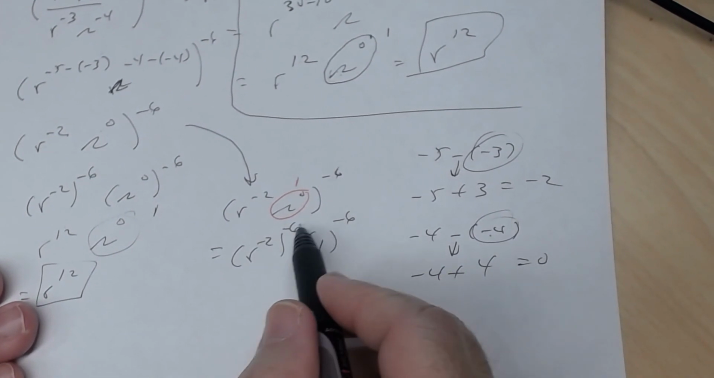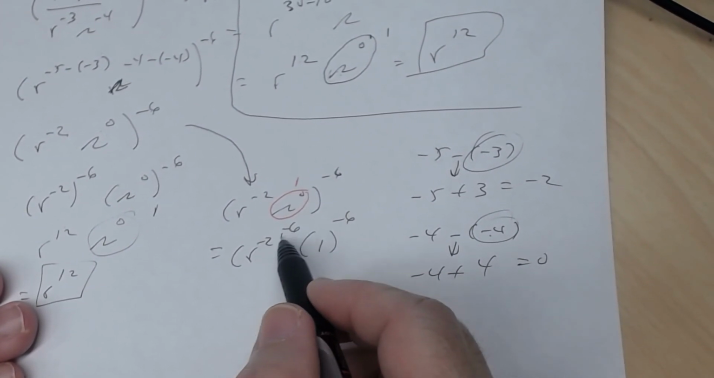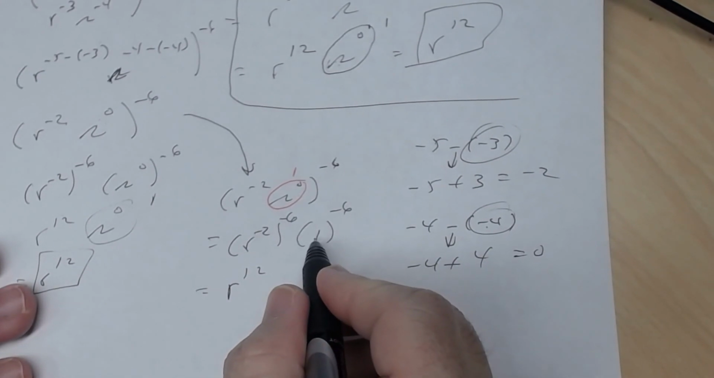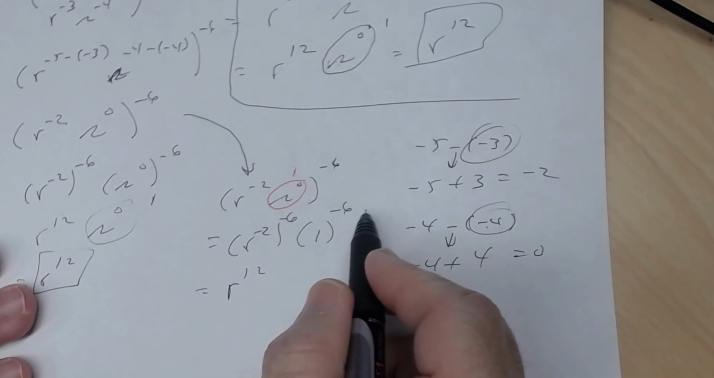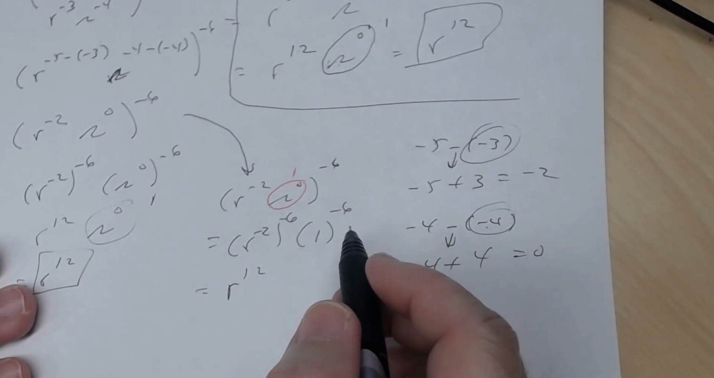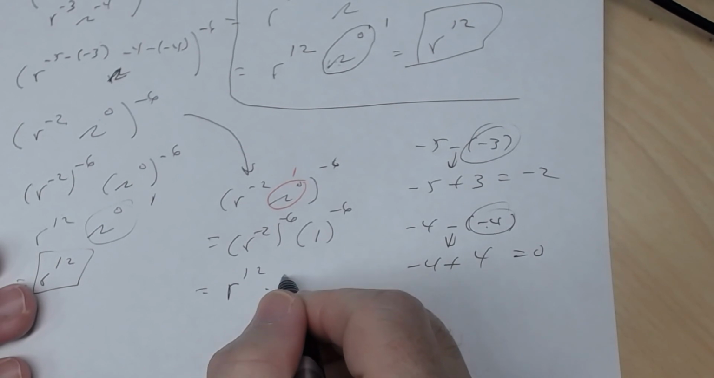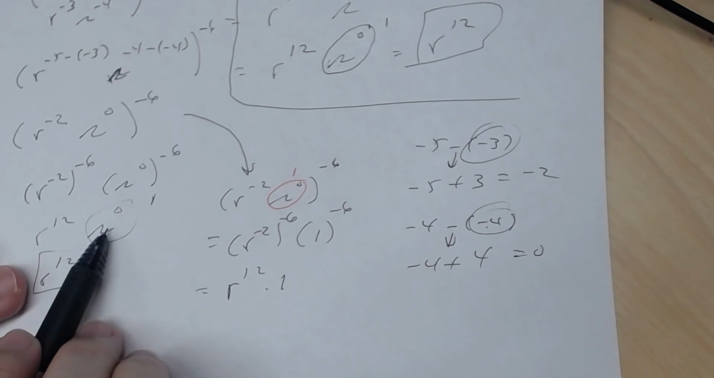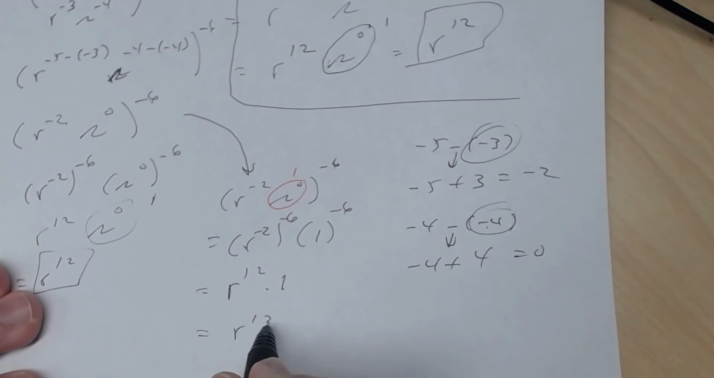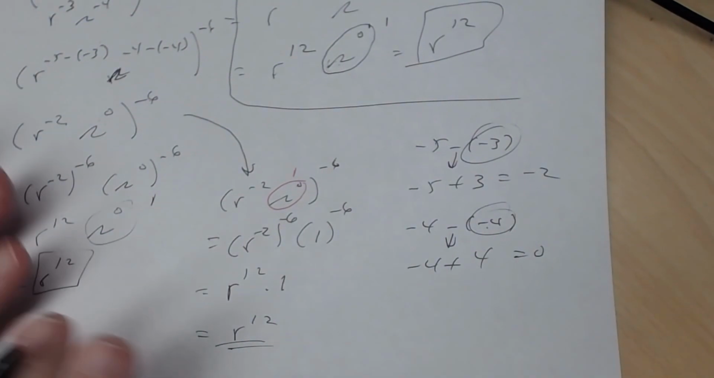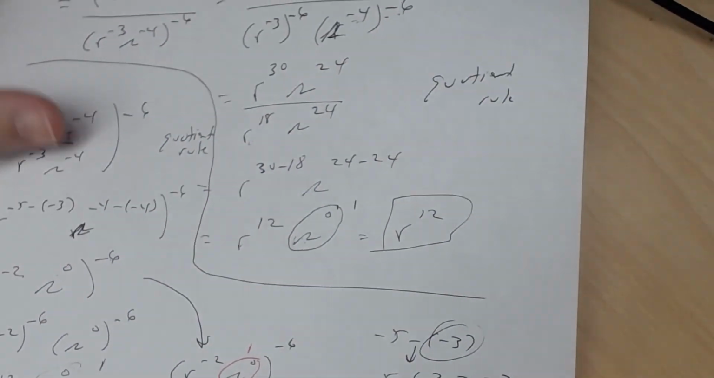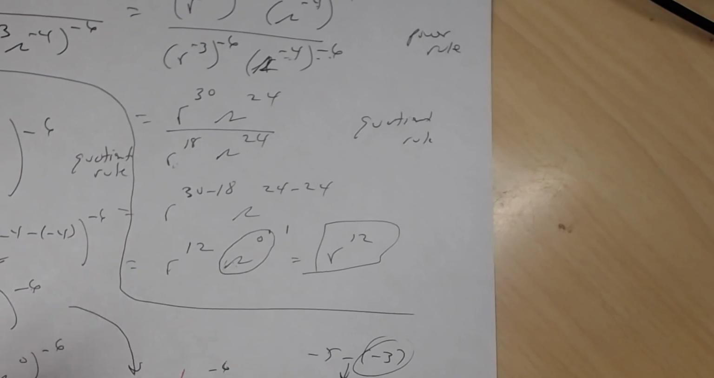And then here, you're going to use the power rule. So negative 2 times negative 6 is 12. Here, you're going to use the fact that 1 raised to any power, whether it's negative, positive, or 0, is always going to be 1. And that's what this is right here, r to the 12 times 1. And so r to the 12 times 1 is just r to the 12. Okay, so again, you can do different paths here, so notice the different paths you could take and get the same answer. It's a good idea to know all the different scenarios.